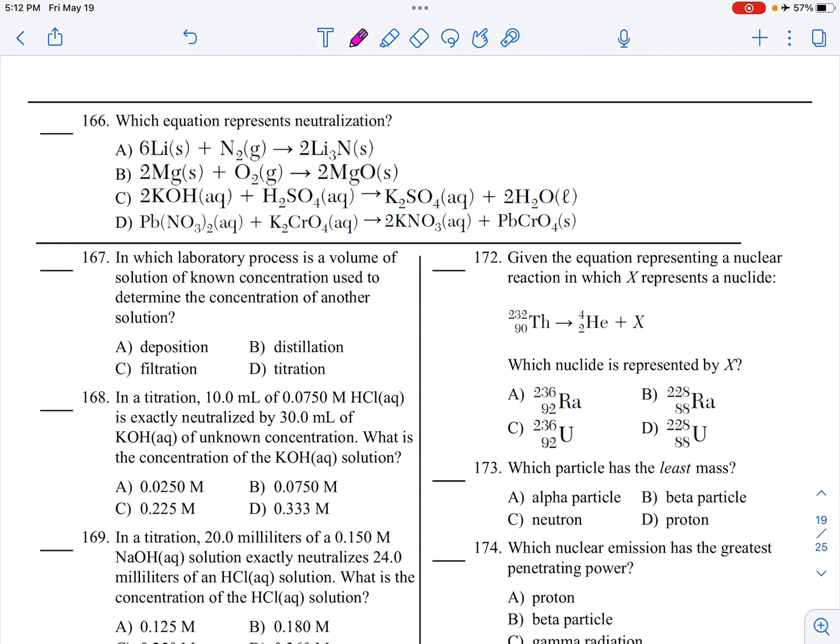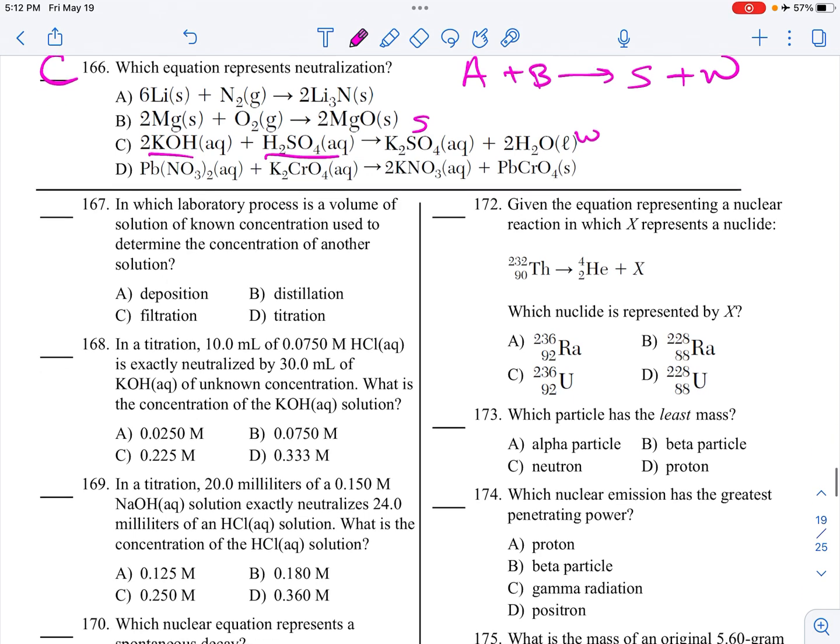Which equation represents neutralization? Neutralization, acid plus base yields salt and water every single time. So do you see any that contain an acid? Here's an acid. And a base. This is a salt, which by the way, is just an ionic compound in water. Choice C.